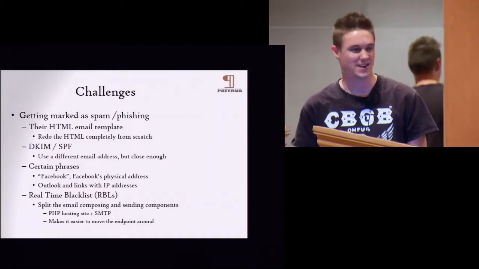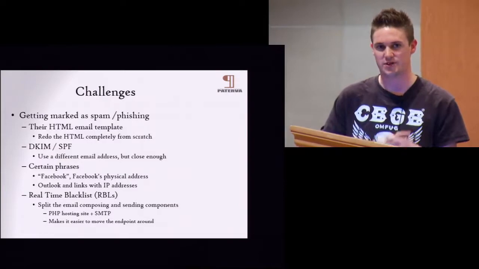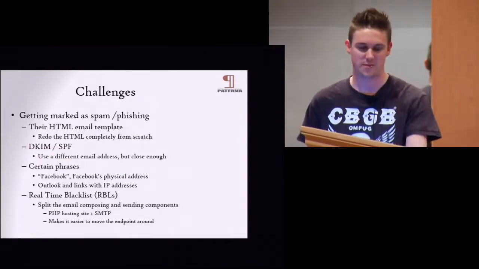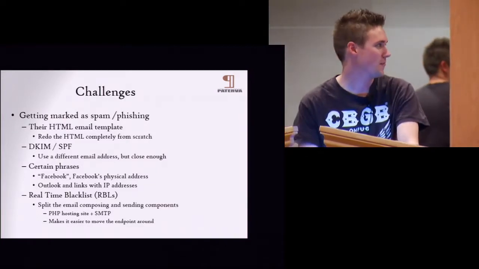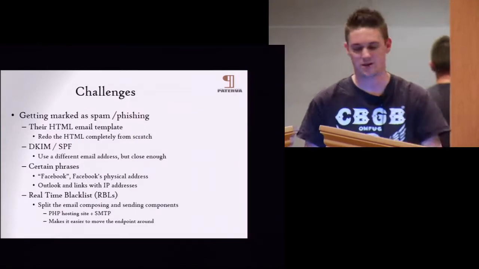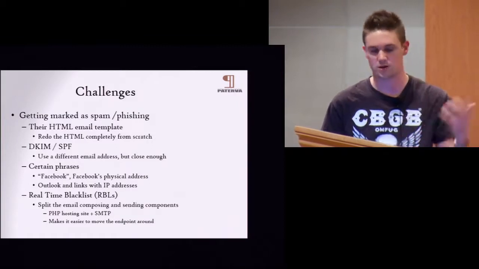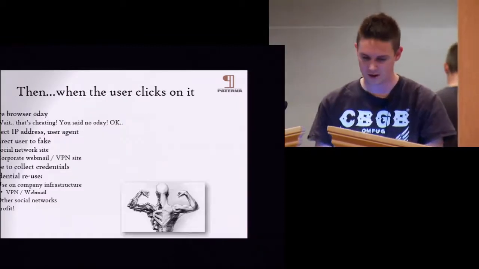And then the other one was Outlook, which was really difficult. If you send any link in Outlook that has an IP address in it, it is marked as spam. You can send it with 127.0.0.1, marked as spam. Oh, so it's marked as phishing? Marked as phishing, yeah, phishing spam. And then the other thing was obviously being blocked. So you've got to have a way to move your mailer around so that you're not getting blocked with something like that.